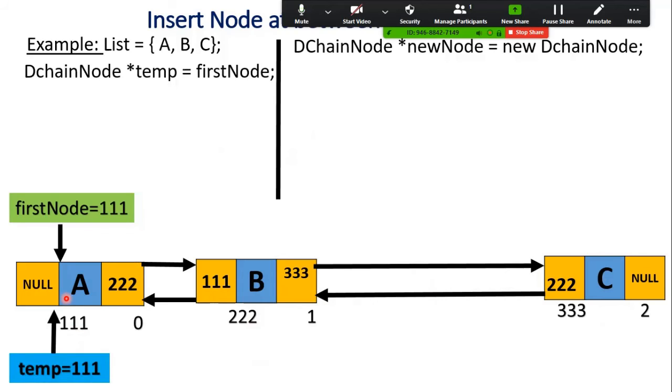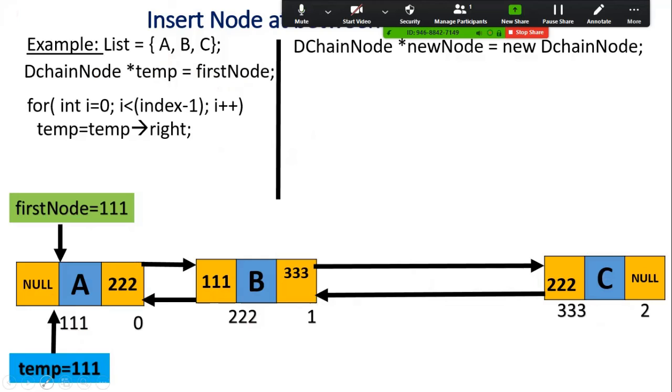How to traverse? I take one temporary pointer. It holds the address of the first node. I want to fix this temp to the B node. So I take an index of 2. I have to place the new node at index 2. In place of C, I should insert node D. Now the node C index becomes 3.